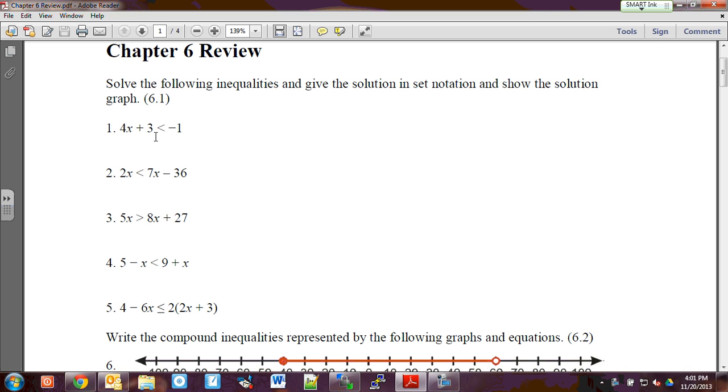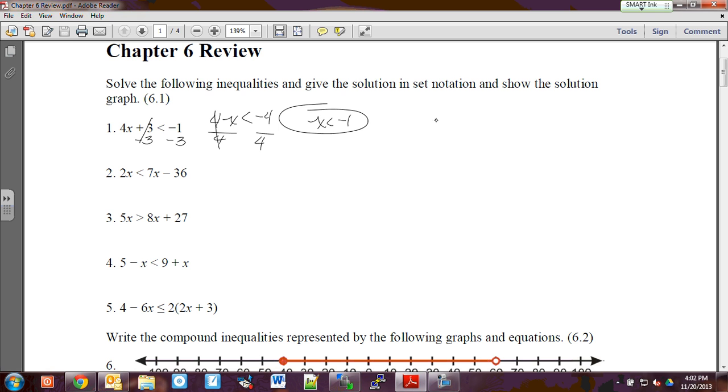So the first thing we want to do is get the 4x by itself. So minus 3 cancels that, minus 3. So 4x is less than negative 1 minus 3, which is negative 4. Divide both sides by 4. So x is less than negative 1. Okay.